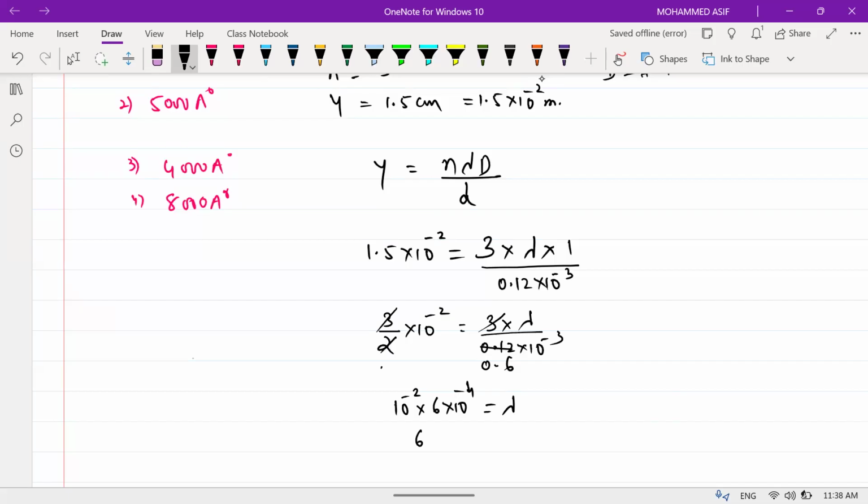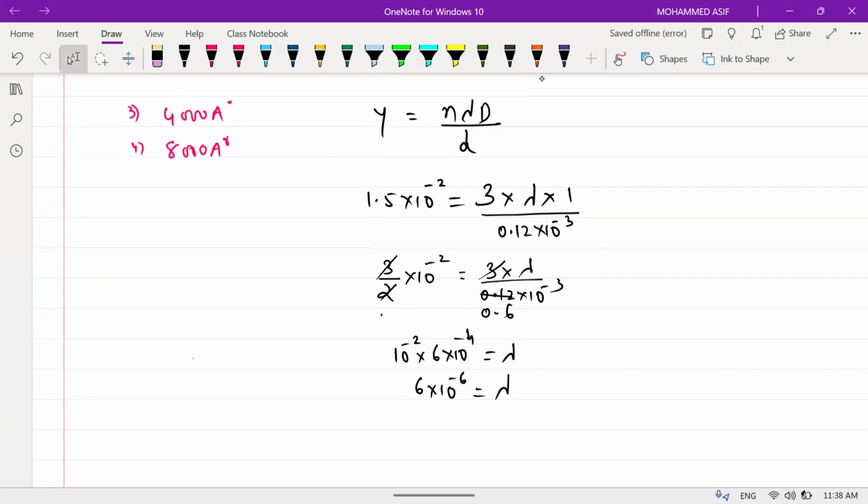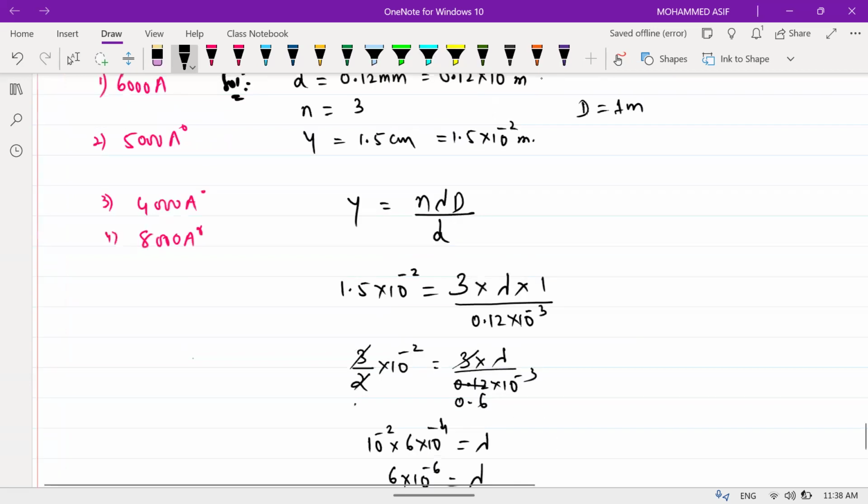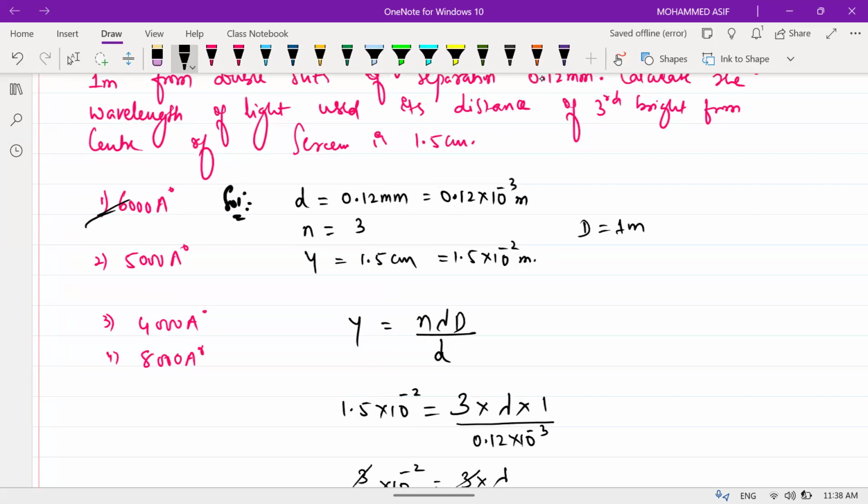So how much is it? 6 into 10 to the power of minus 6. That is your lambda. If I'm writing in terms of angstroms, the wavelength will become 6,000 angstroms. One angstrom is equal to 10 power minus 10, isn't it? So approximately it will be 6,000 angstroms. First option will be the answer. Clear?